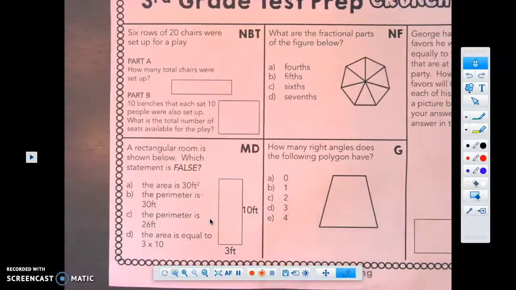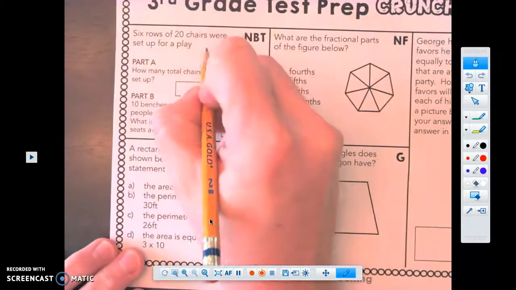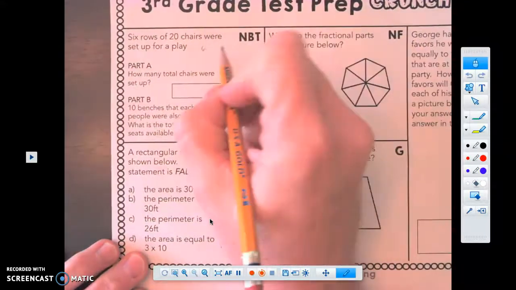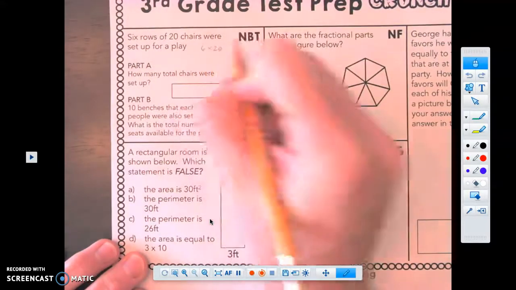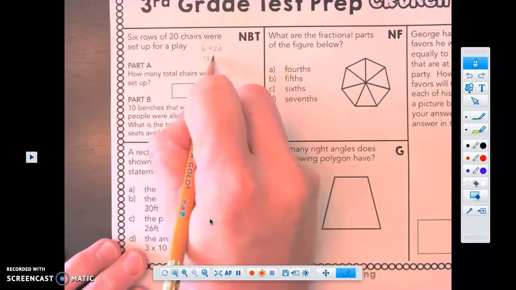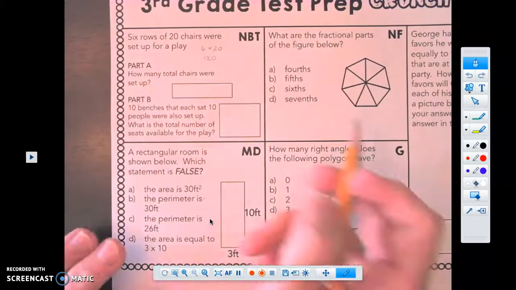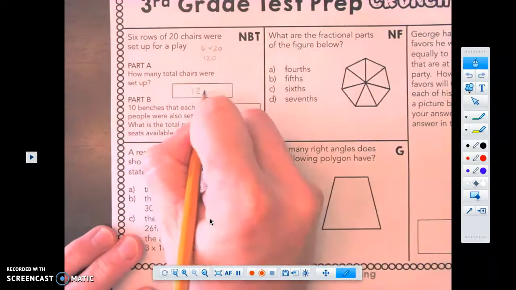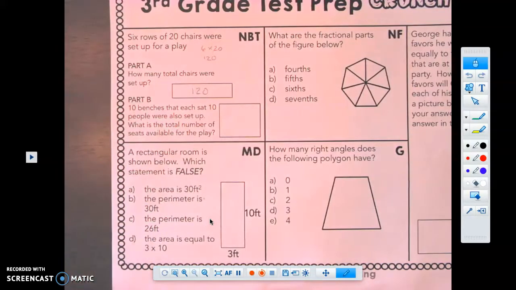So we are going to start with our question up here. 6 rows of 20 chairs were set up for a play. How many total chairs were set up? So we have 6 rows and we have 20 chairs. So 6 times 2 is 12. Bring the 0. How many chairs total were set up? 120.